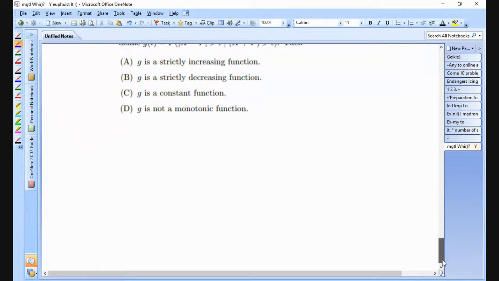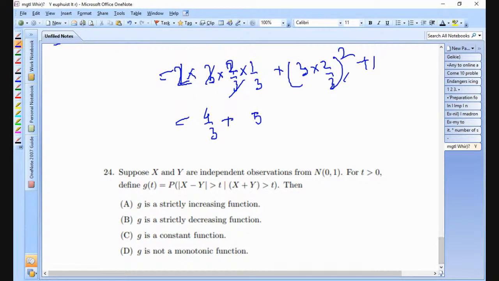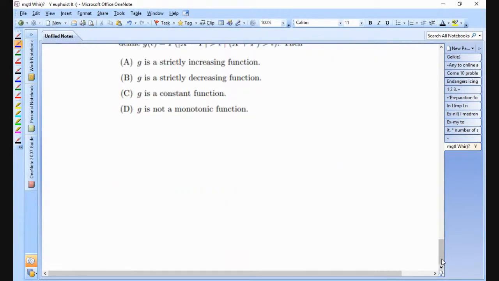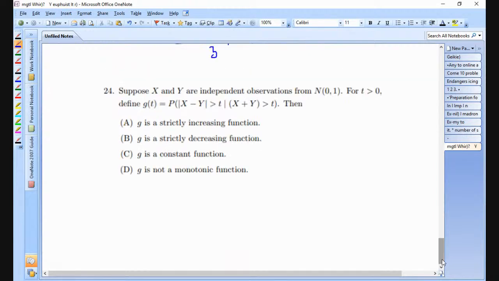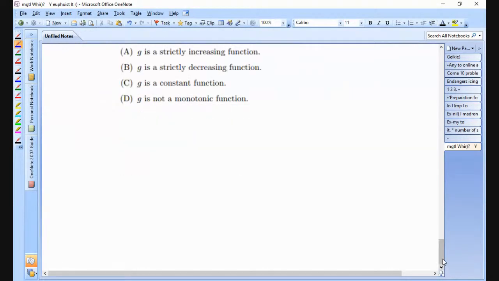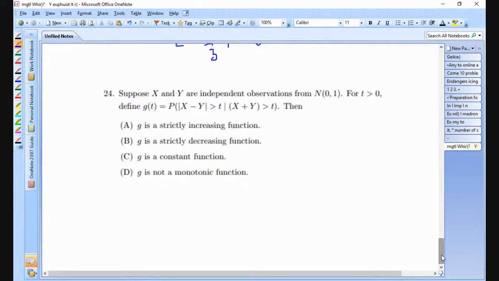Suppose X and Y are independent observations from Normal(0, 1). For t greater than 0, we define g(t) to be this, given X plus Y is greater than t. So you have to understand the property of g.